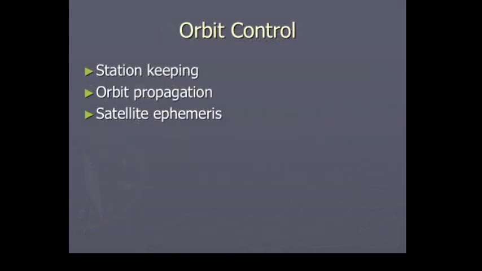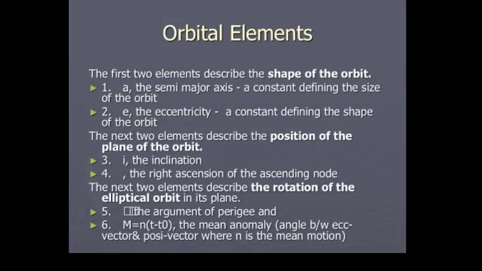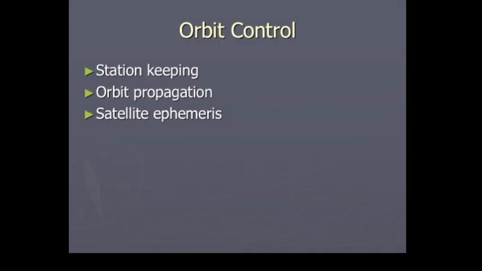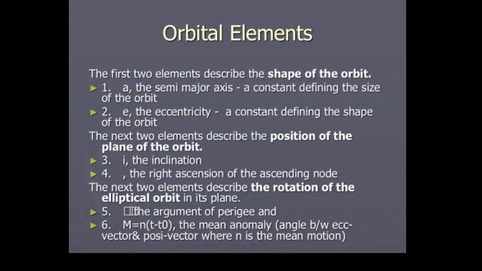So the first 2 elements define the shape of the orbit. What are those elements? They are the semi-major axis and the eccentricity. The first 2 elements which define the shape of the orbit are the semi-major axis, and the second one is the eccentricity. These are the basic fundamental properties of the conic sections. You are aware of that. So the semi-major axis and the eccentricity are the first 2 elements which define the shape of the orbit. That means what is the shape of the orbit.